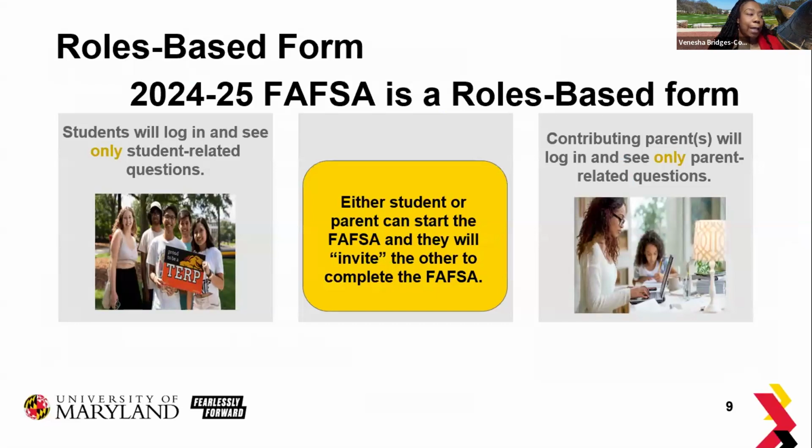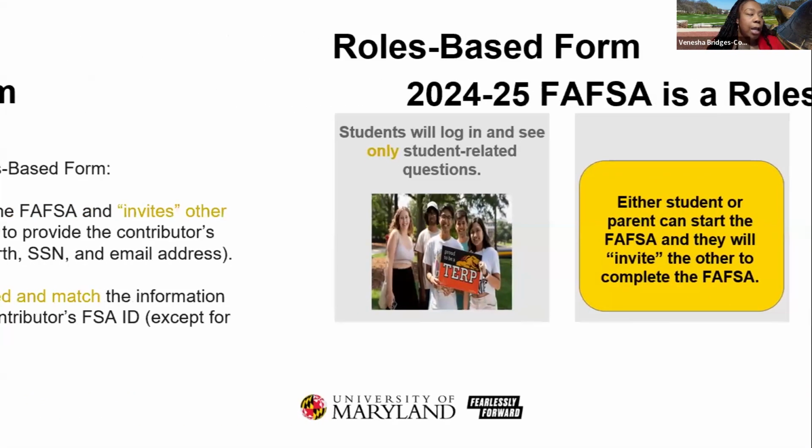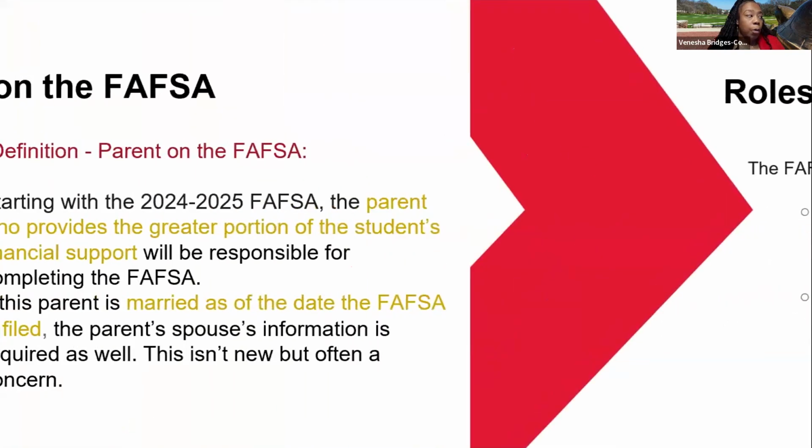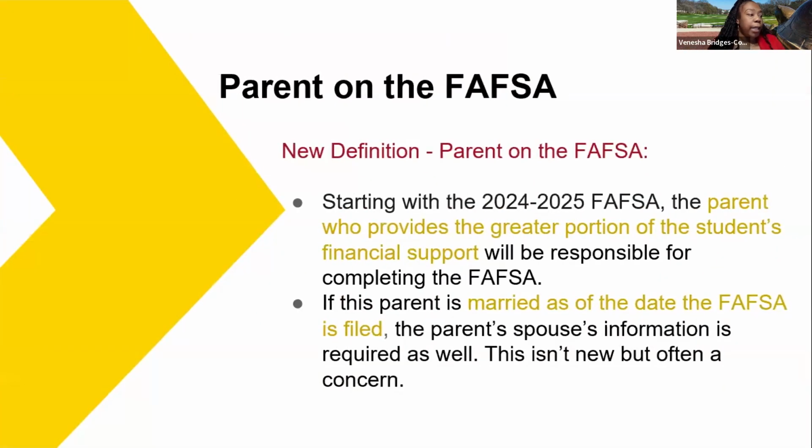In addition to that, the FAFSA is a role-based form. So pretty much there's 2 different logins that must be created for the parent and the student. And the student must complete with their FSA ID and password a login, as well as the parent. And then the contributing parent must sign the application. Once the student completes their side of the application, they would invite the parent to sign it and submit their application as well. So it has changed significantly for the FAFSA for the upcoming year.